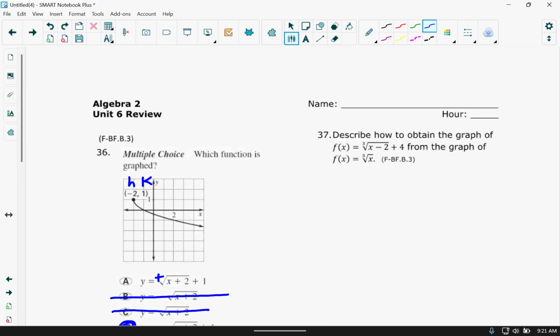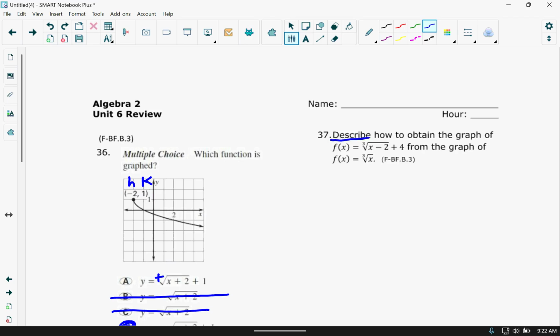Okay, number 37 says describe. Describe is where you use your words to say how it moved. Describe how to obtain the graph of cube root of x minus 2 and then plus 4 on the outside from the graph of the cube root of x.